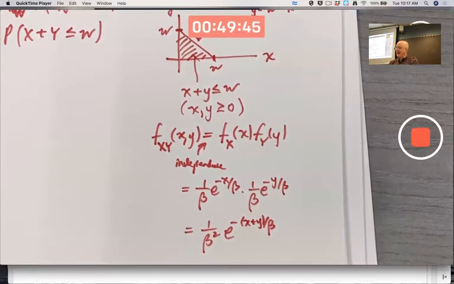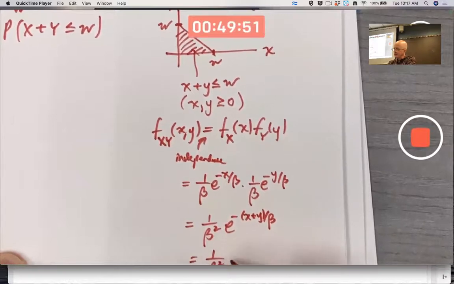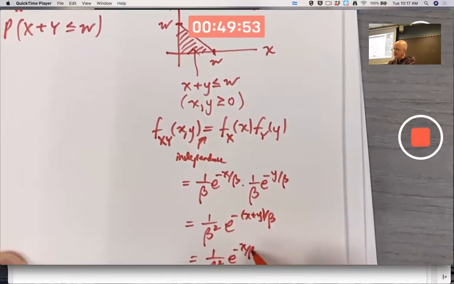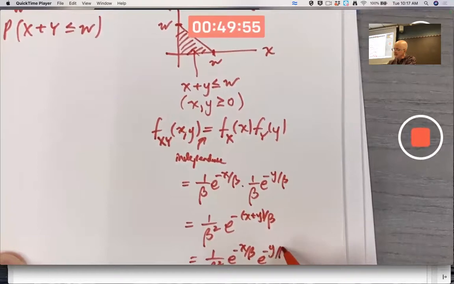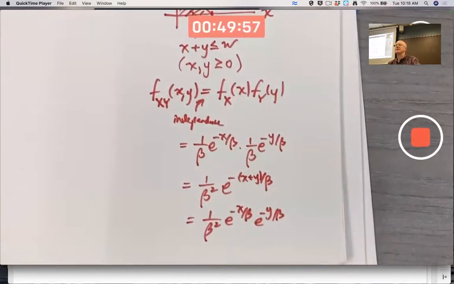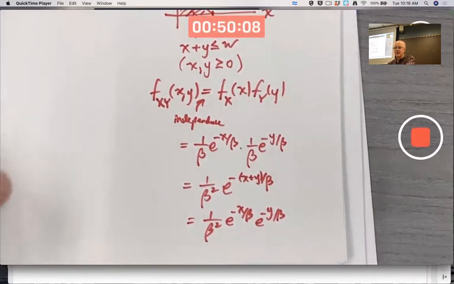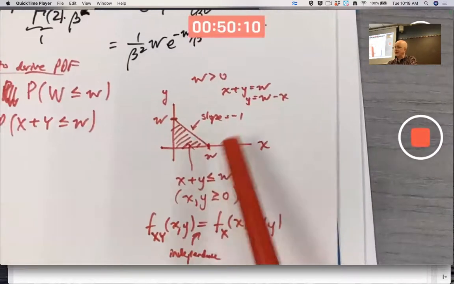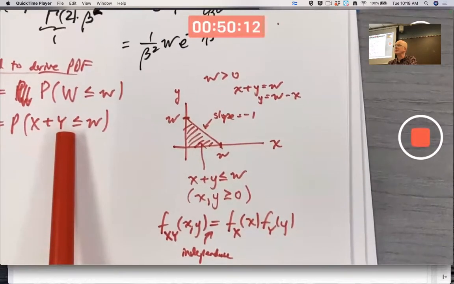But for the purposes of integration, it might be better to write it separately, as the product of 2 exponentials. Either way is okay. So that's the joint density. That's the thing we need to integrate over such a region to figure out this probability. So let's do that now.